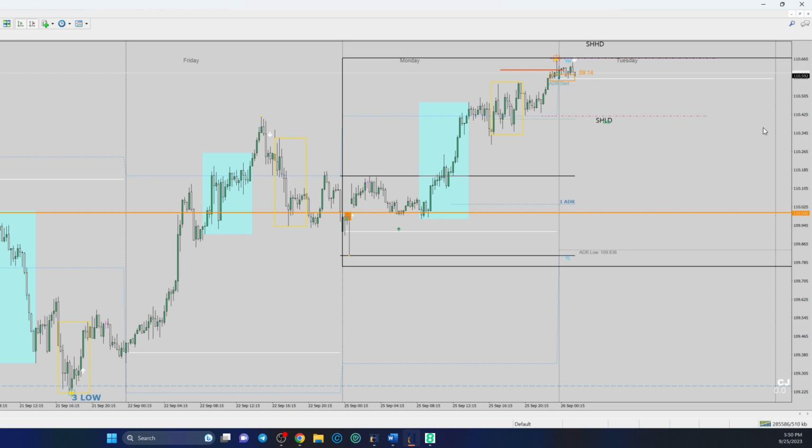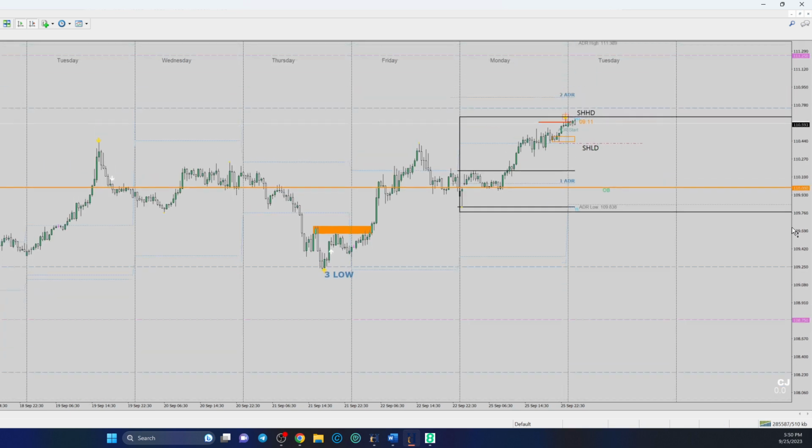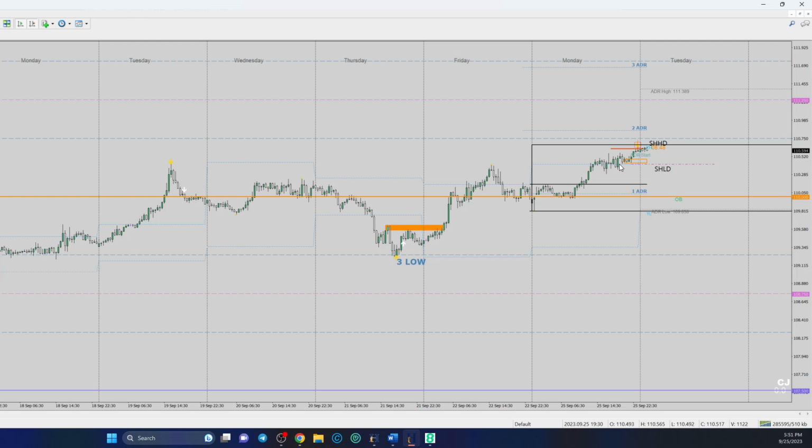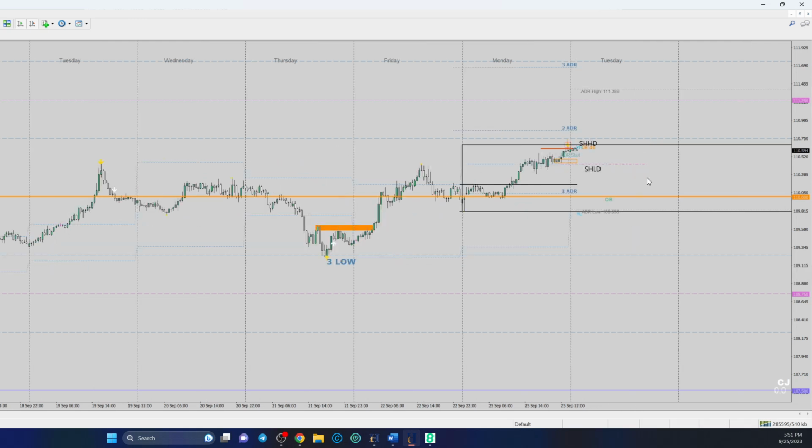Back to M30. So technically it closed inside the range. And what is the range? It's just the high and low of Monday. That's it. We would definitely have loved it to close outside and give us a push out of the range, but it already surpassed Friday's high. So that's already a good deal.